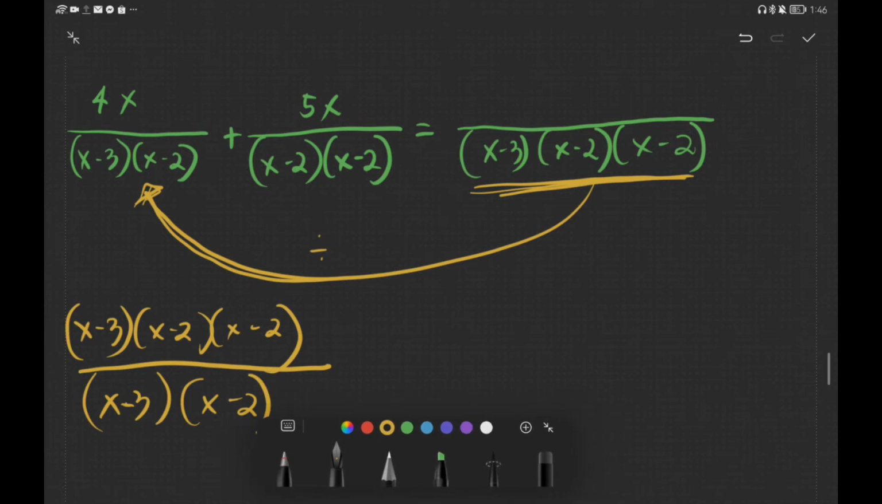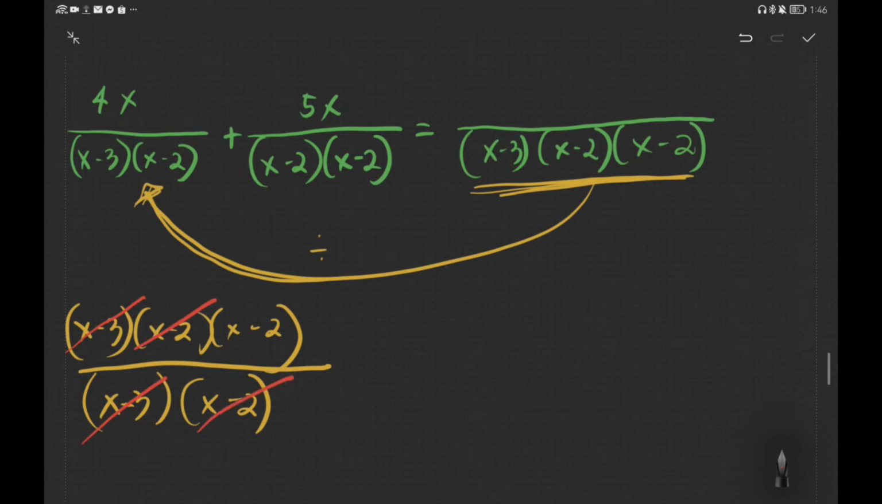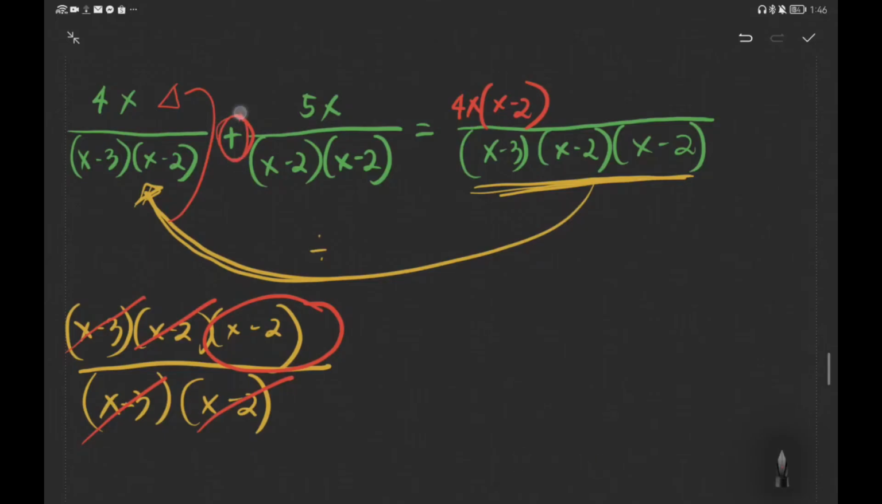Now, whatever is the same on top or on the bottom can be canceled out. X minus 3 and x minus 2. What remains is x minus 2, and we multiply it to the first numerator. So, that is 4x times x minus 2. And we copy the addition symbol. This is plus.